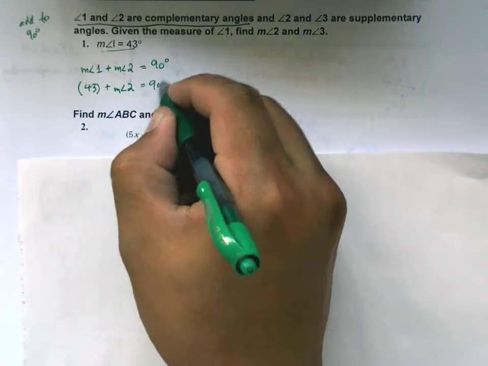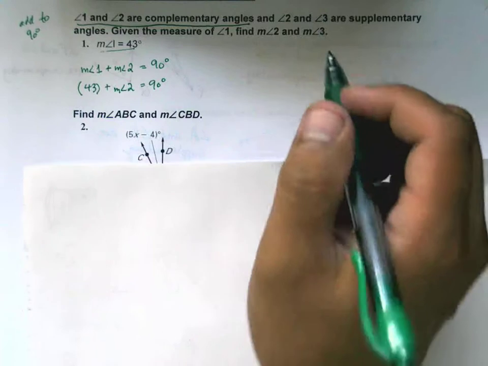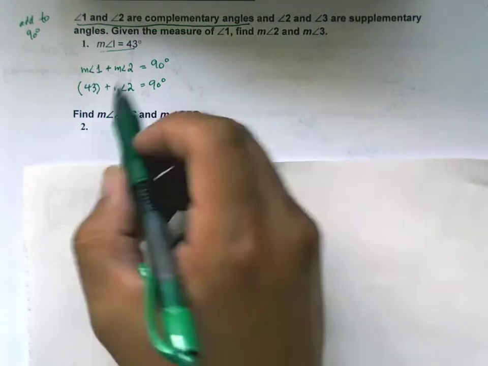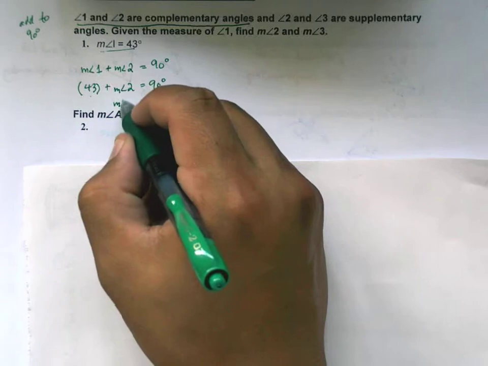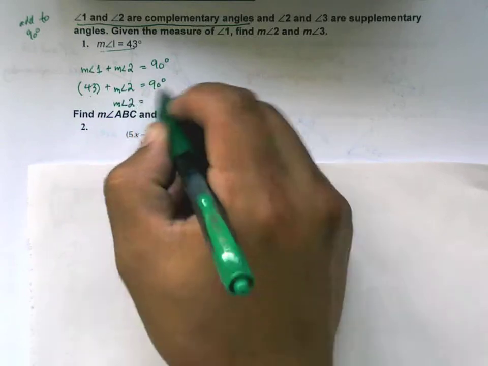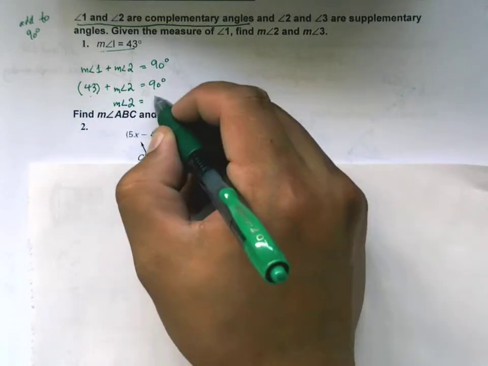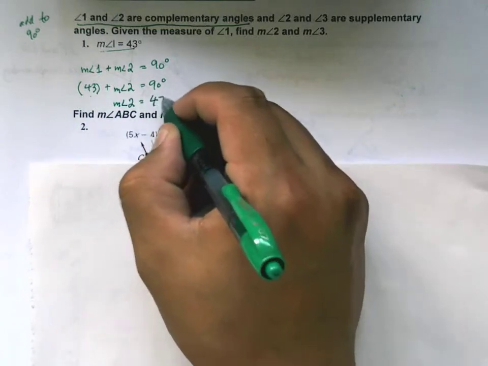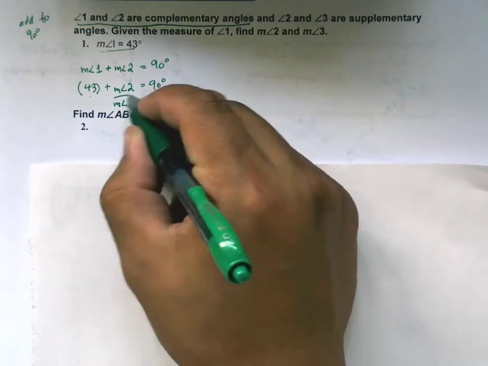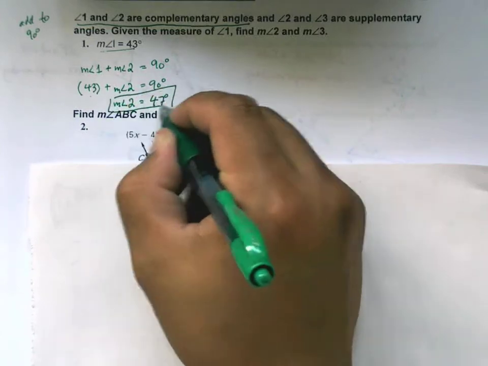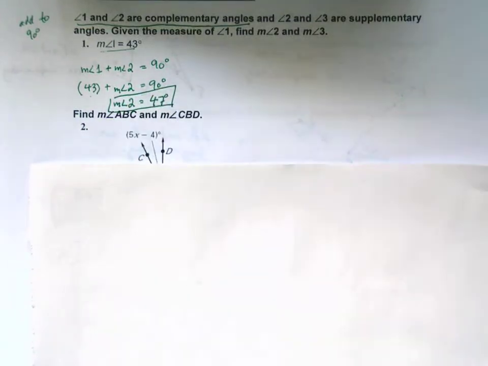Okay. And now just do a little bit of algebra. Subtract 43 from both sides. So then I get the measure of angle 2 equals 90 minus 43, and that is 47 degrees. Okay, so measure of angle 2, that's 47 degrees. Okay. But now we're asked to find measure of angle 3.